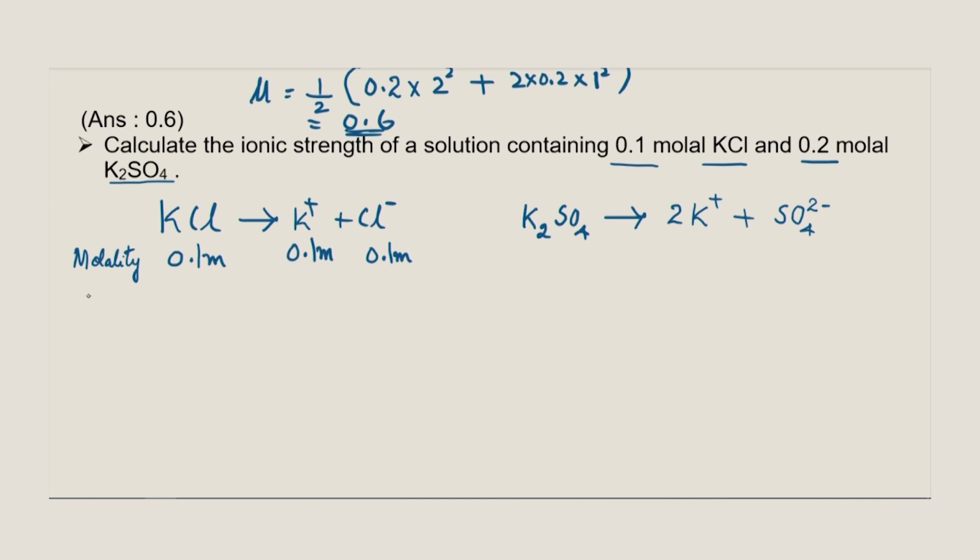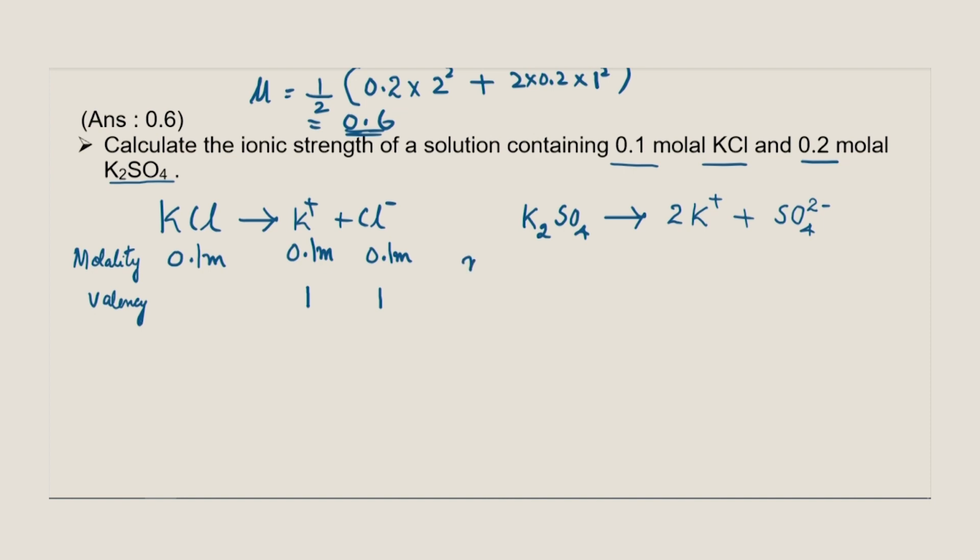Okay. Followed by, we will be writing down the valencies. Valency of potassium ion, unit positive charge, therefore, valency 1, and that of chlorine is also 1. Now, let us come to the potassium sulfate.